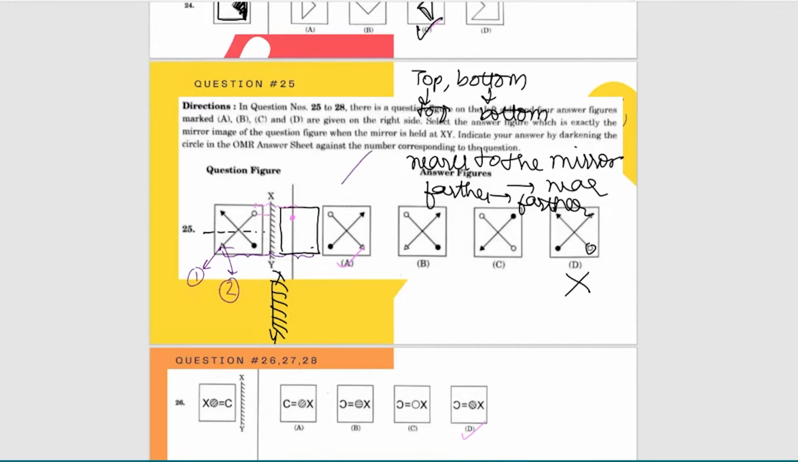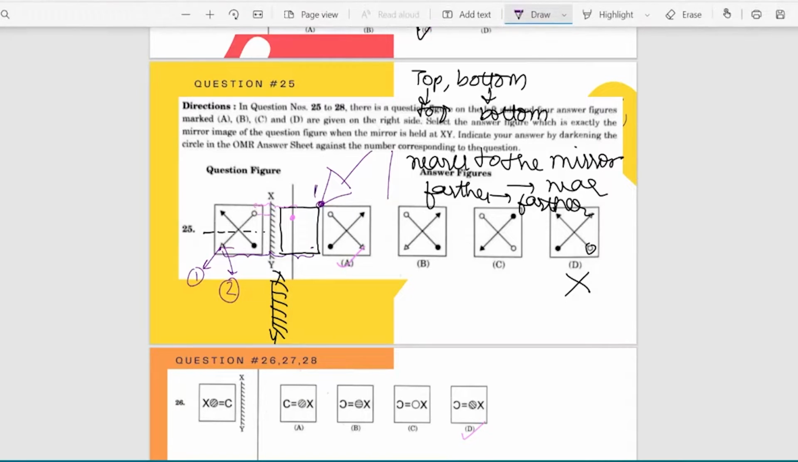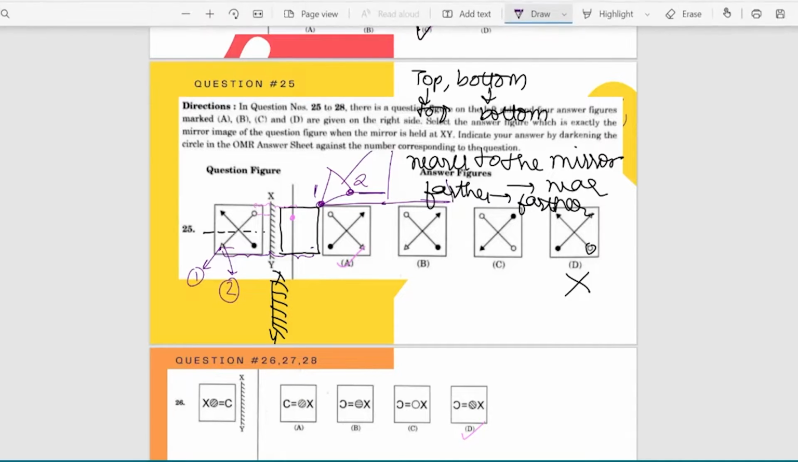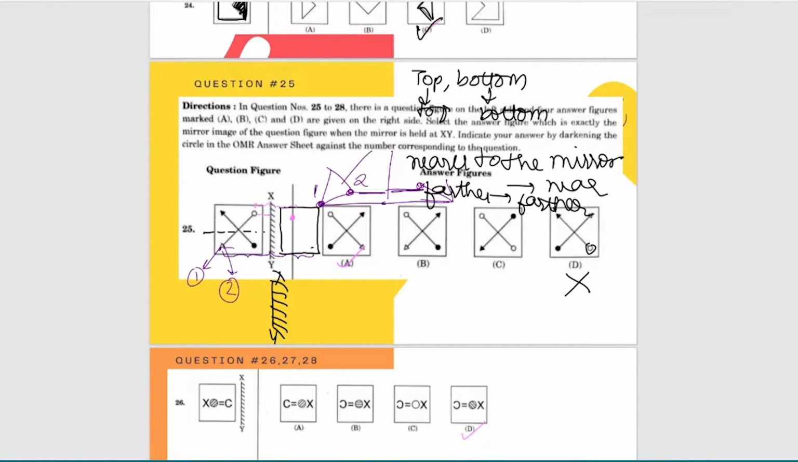Basically, the arrow looks like this, right? So if this is a mirror, then this point number 1 and point number 2. Point number 1 is farther away than point number 2. So in the mirror image also, point number 1 should stay at the same distance. Point number 2 should also stay at the same distance. So the final image will look something like this instead of this. So we can see our left has become right, our right has become left basically.